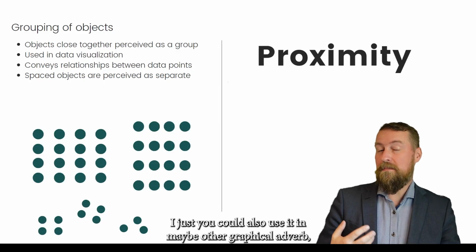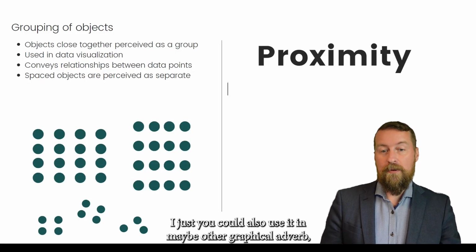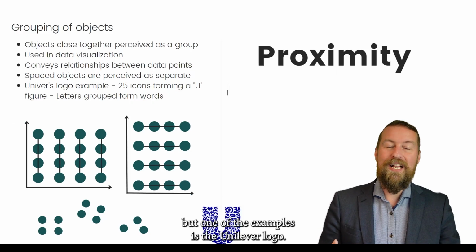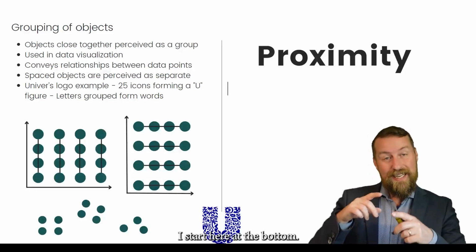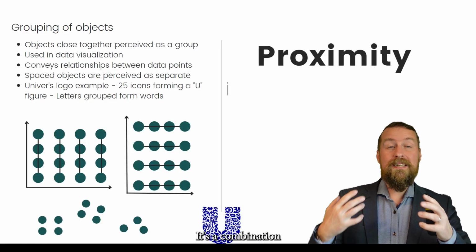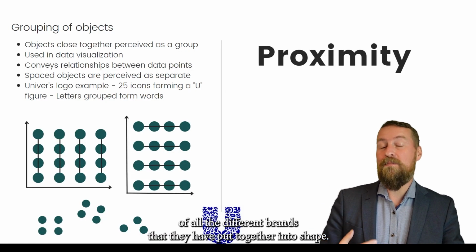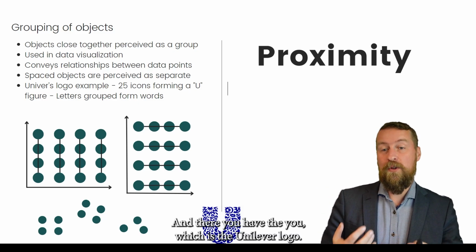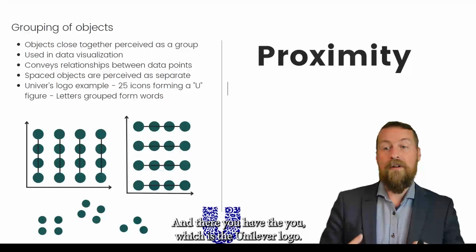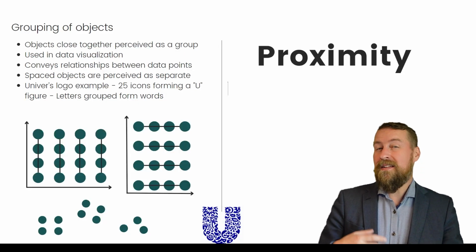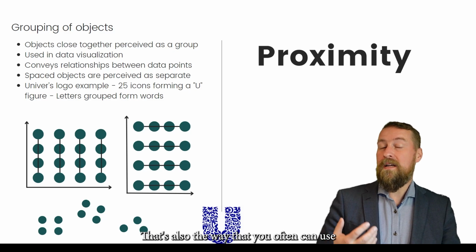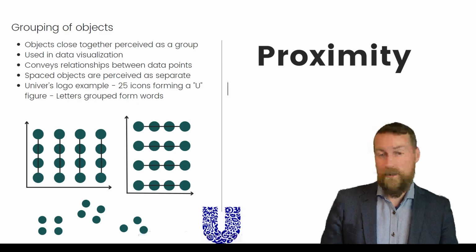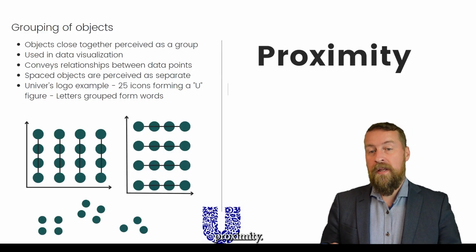You can also use it in many other graphical environments, and one of the examples is the Unilever logo. It's down here at the bottom. It's the combination of all the different brands that they have put together in a shape and there you have the U, which is the Unilever logo grouped together. That's also the way that you often can use word clouds when you do text analysis, proximity.